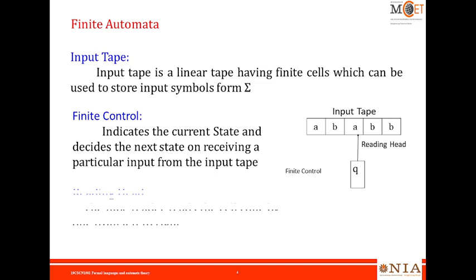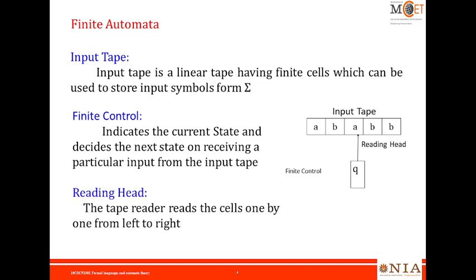This is a finite control, reading head. This is an overview of the finite automata machine. The finite automata consists of three things. One is input tape, second one is reading head, third one is finite control. Here the input tape is divided into a number of cells. Each cell stores one input symbol. Read head is used to read the input symbol from the input tape from left to right. Finite control points to the current state and decides the next state based on the input symbol received from the input tape.